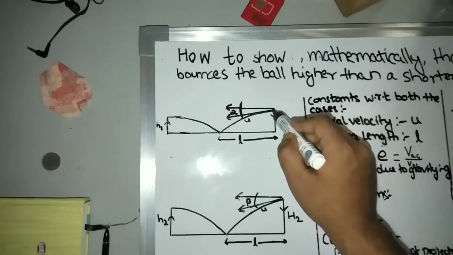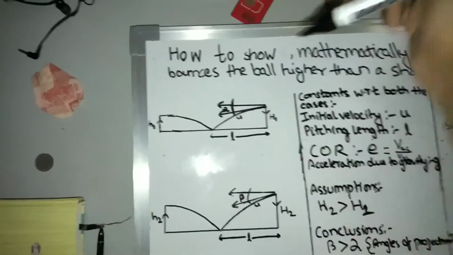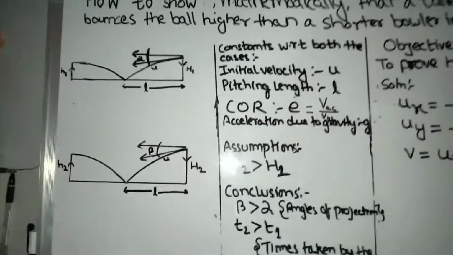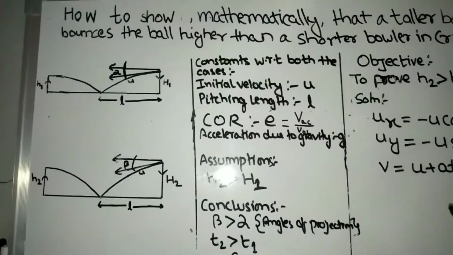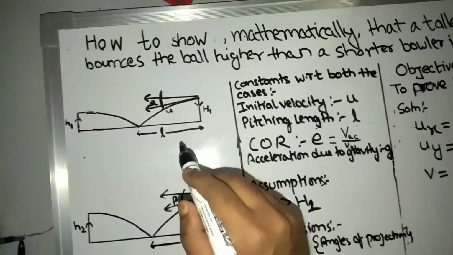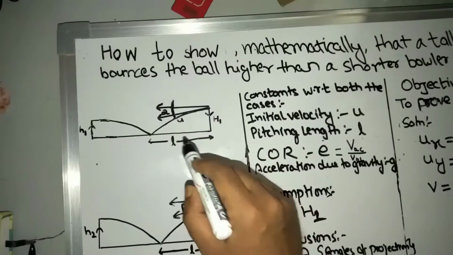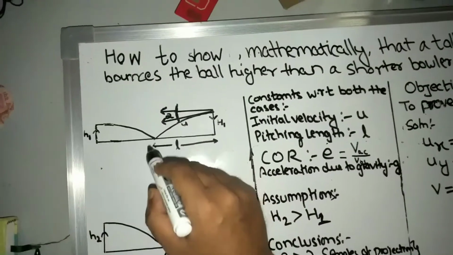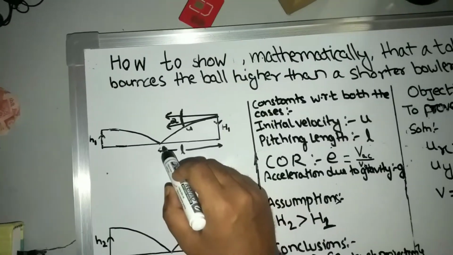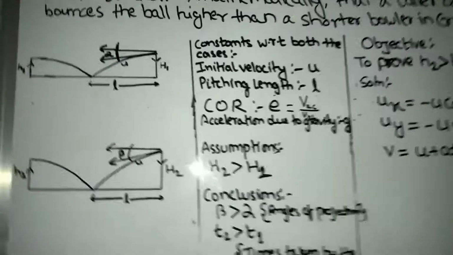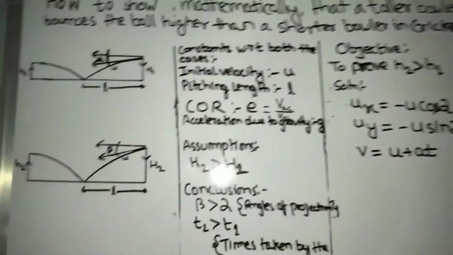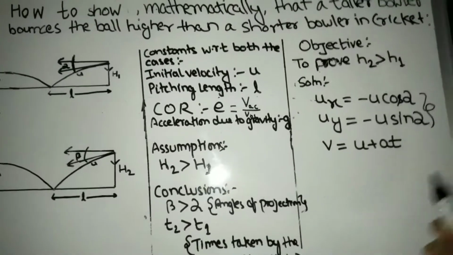Considering this point as 0, anything towards the left or below it will have negative sign. Now our next step will be to find the vertical component of the velocity right before hitting the ground. For that, we will need the first equation of motion, which is v equals u plus at.